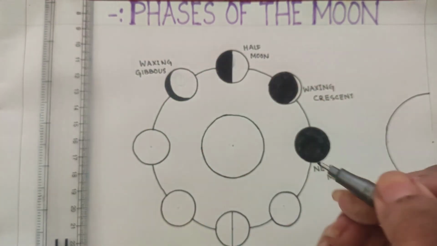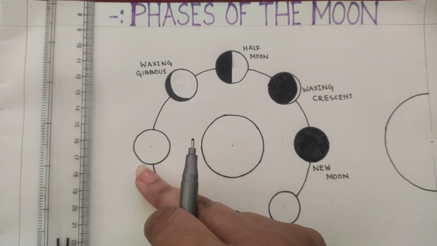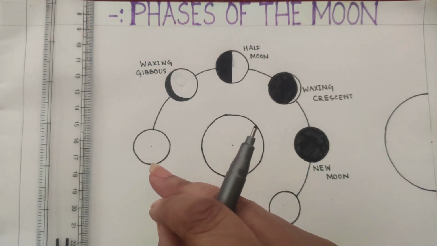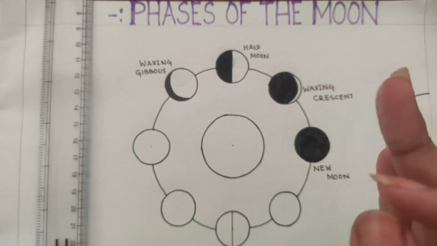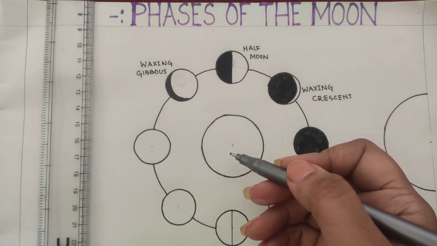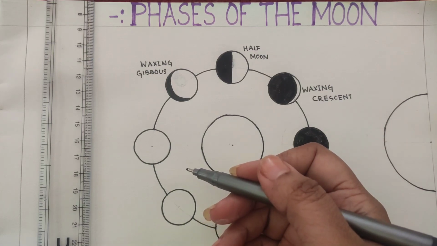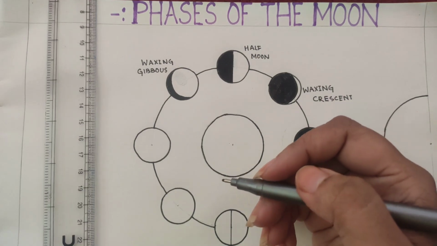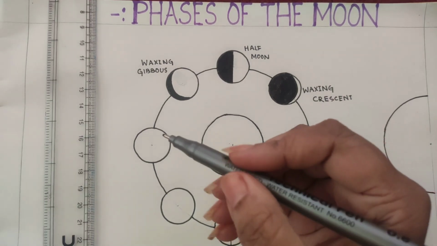O-U-S. This is your waxing gibbous phase. Then this phase is your full moon, because over here the moon receives the complete light of the sun. That's why when the moon is over here from the earth, it is completely visible. It is your full moon or your Purnima.